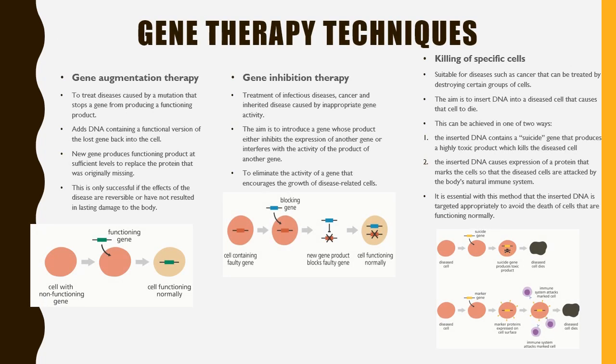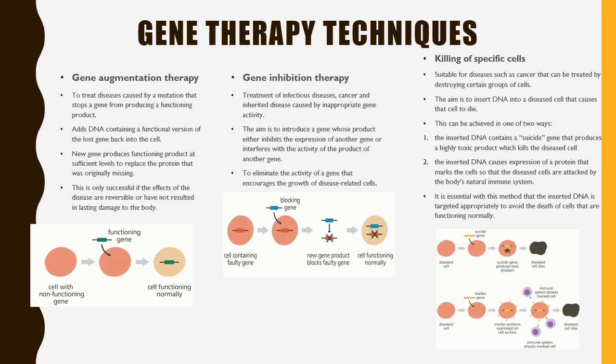So we have looked at the types of targeted cells in gene therapy, and also the methods used to insert the desired gene into the targeted cells. Now we will look at the mechanism by which the insertion of the desired gene causes changes in the cells. There are three techniques of gene therapy, which are gene augmentation therapy, gene inhibition therapy, and also killing of specific cells.